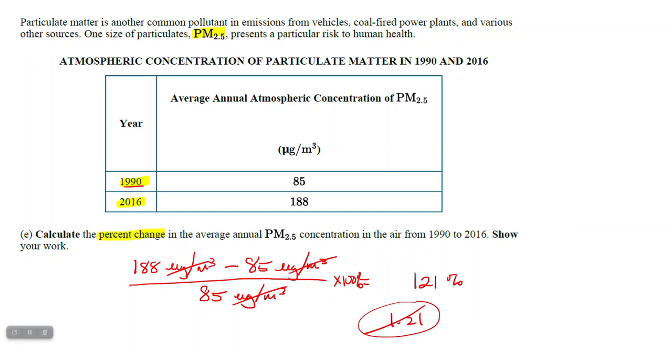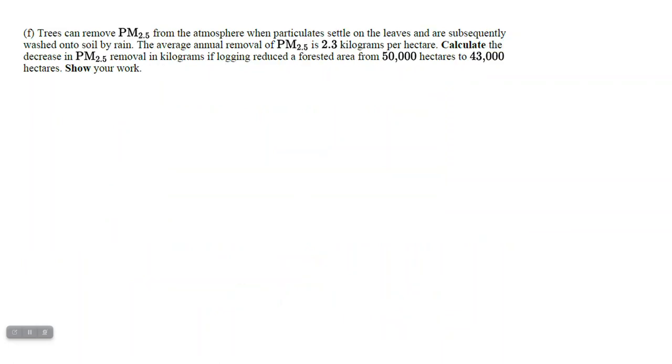And yes, you do have to do the math because you have to show your work. It says it on the problem. All right, now it's saying that trees can remove this PM 2.5 from the atmosphere when particulates settle on the leaves and are washed onto the soil.